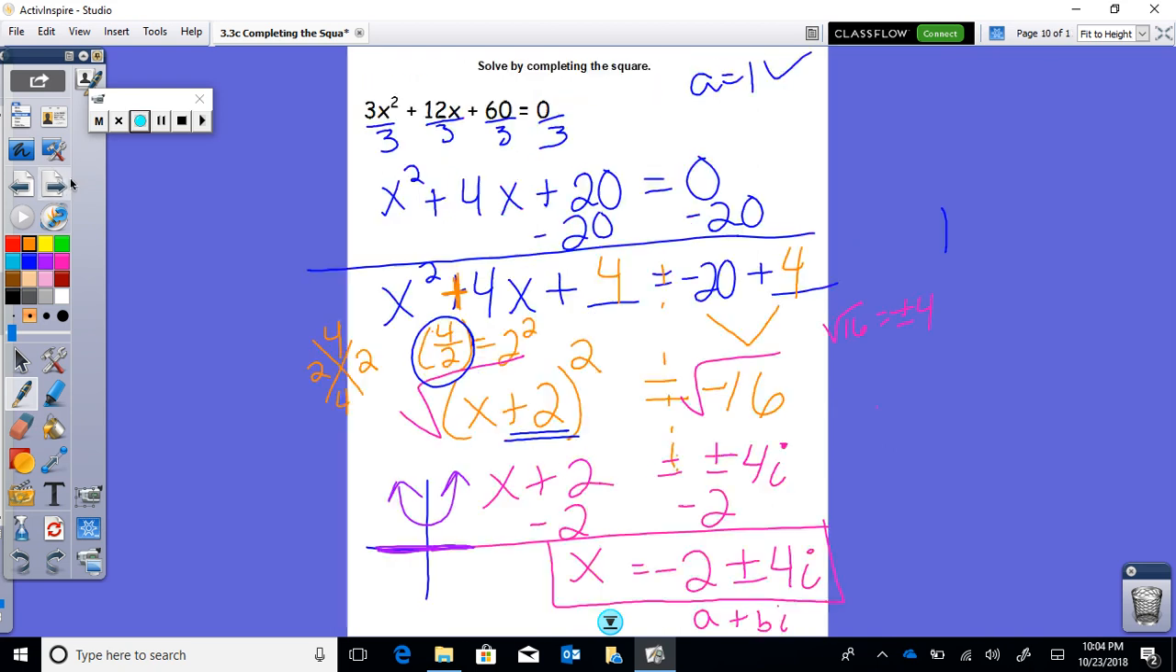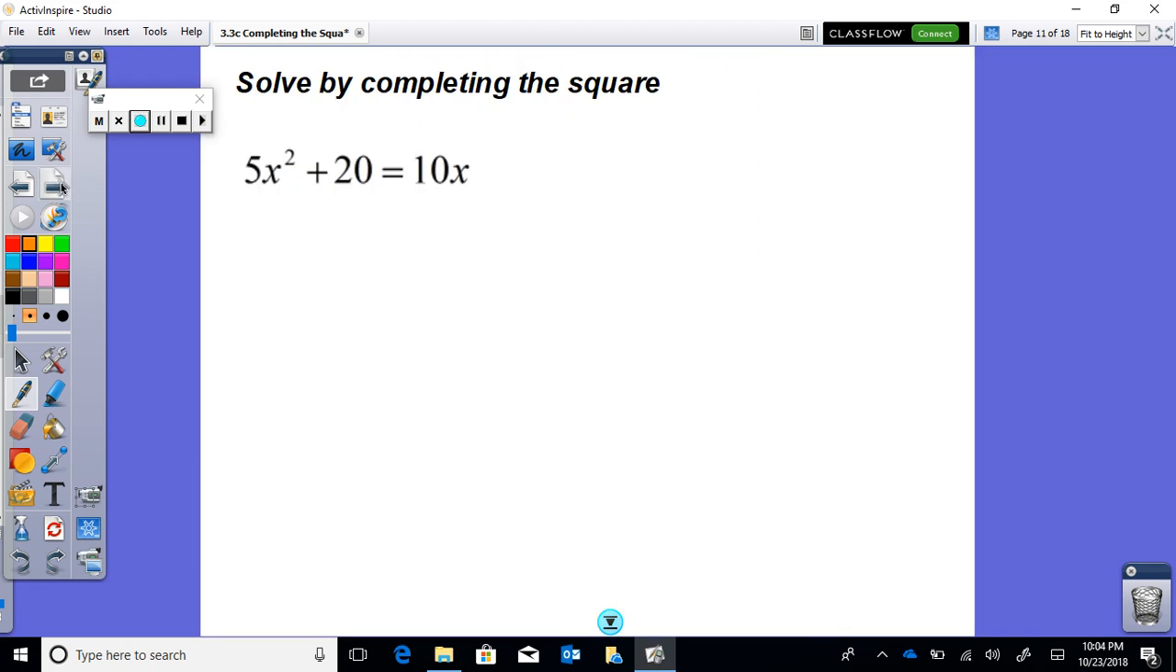I do have just one more example I was thinking about doing here. This is the last example I added in for the video, but I didn't do it in class today. The reason I chose to do this one is because you can notice that the bx term is actually on the right. So we need that over here, and we need the c term over here.